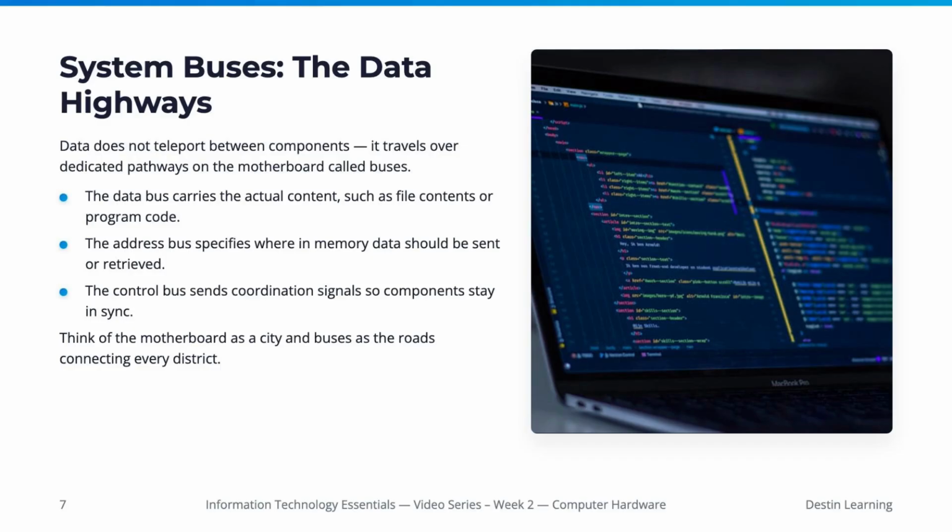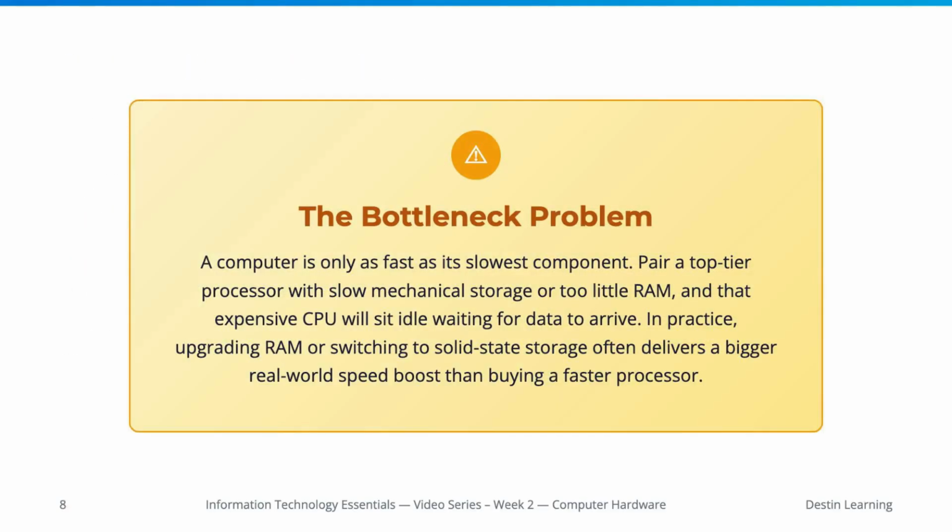A critical concept in system design is the bottleneck problem. A computer's real-world performance is fundamentally constrained by its slowest component. If a high-end processor is paired with slow mechanical storage or insufficient RAM, the CPU will frequently stall while waiting for incoming data. In practice, upgrading system RAM or replacing legacy drives with high-speed solid-state storage often delivers a far more noticeable performance improvement than simply purchasing a faster processor.